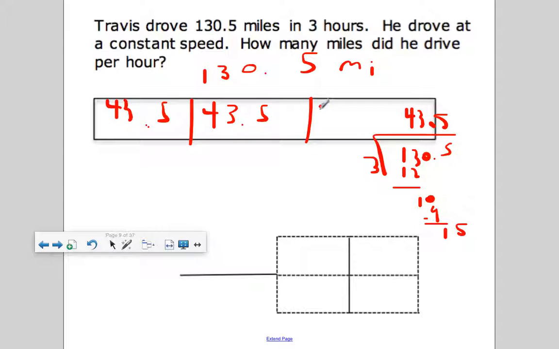Per hour, for 1 hour. What if I wanted to drive for 2 hours? Let's see, 43.5, that'd be 86, half and half, 87 miles in 2 hours.